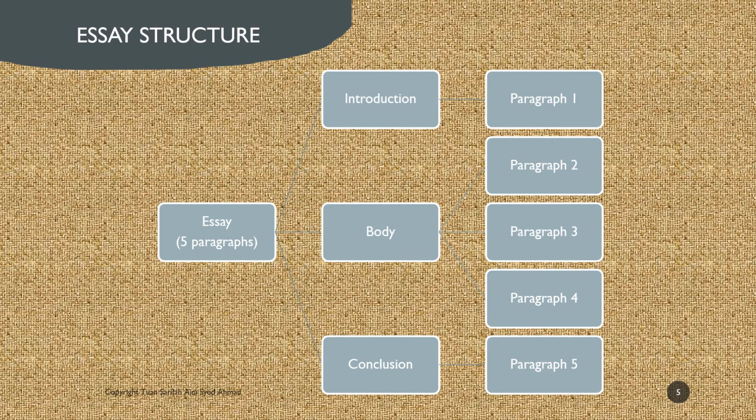This is the essay structure that you have been introduced to in the previous lesson. So all you need to remember is you need to produce a 5-paragraph essay, which contains the introduction, body paragraphs, and also conclusion. As you can see here, for the introduction, you are going to write about 1 paragraph, followed by 3 paragraphs for the body of contents, and the last paragraph is for the conclusion.